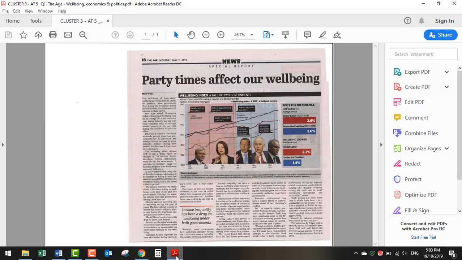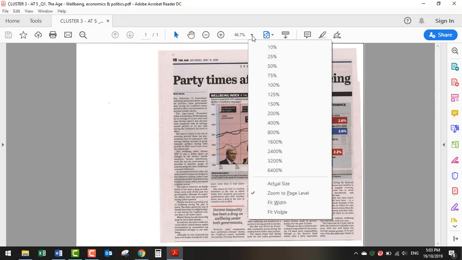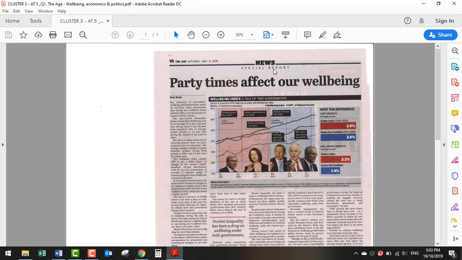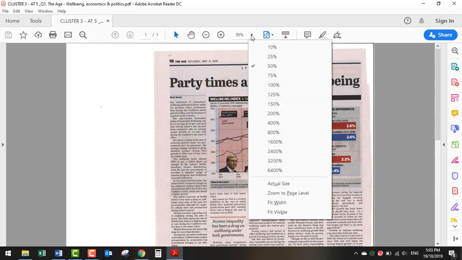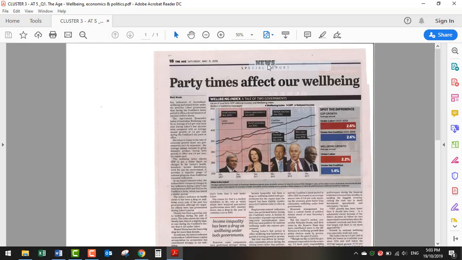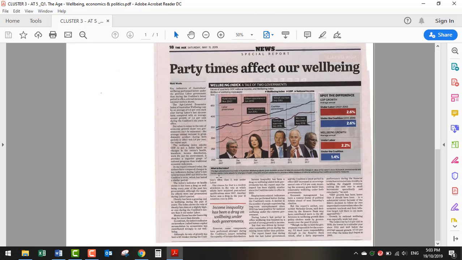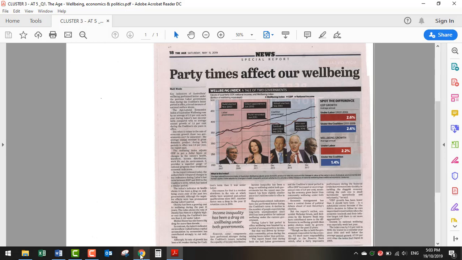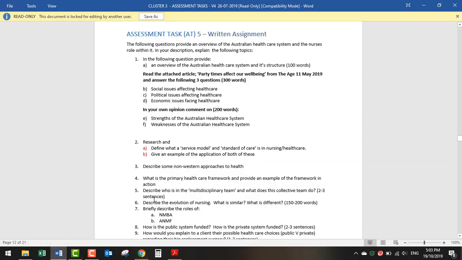So let's have a look at this document, and all you need to do is just make it bigger. You just do that and maybe make it 50%. You could make it a bit bigger if you wanted, depending on what you can read. So here in this article, you just have a little read over it, okay? And then if we go back to the document, it asks you to write 100 words for B, C and D.